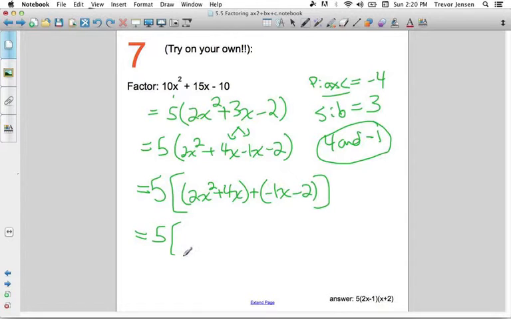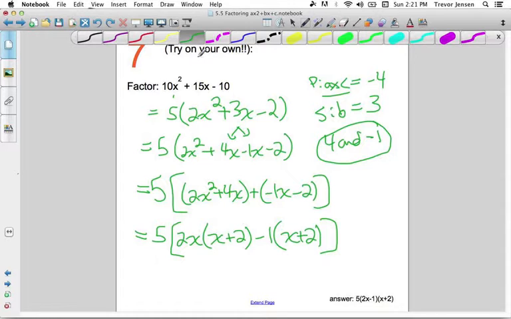Now what you want to do is factor each of the groups separately. What goes into 2x squared and 4x? Well, I can take out a 2x. Divide both of those terms inside the brackets by 2x, and I'm left with x plus 2. The next group, the first term has a negative, so I know I definitely need to factor out a negative 1 at the very least. In fact, that's the only thing I can factor out from those two. So divide them both by negative 1, and I'm left with, once again, x plus 2.